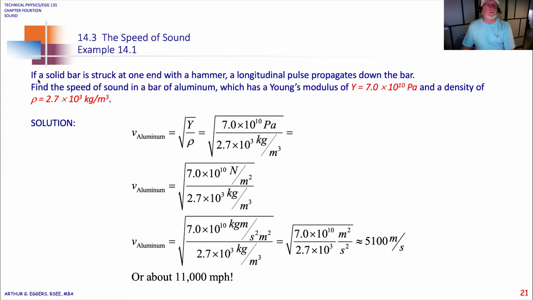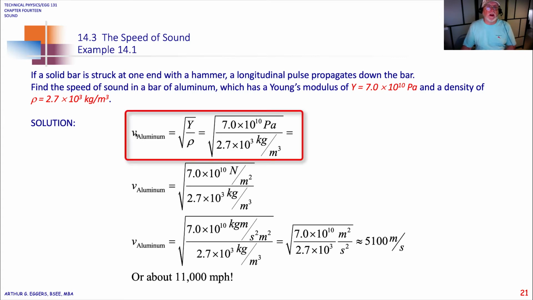The stem of the problem says if a solid bar of aluminum is struck at one end with a hammer, a longitudinal pulse propagates down the bar. Find the speed of sound in a bar of aluminum. So what we need to do is set this up with the relationships with Young's modulus and density. To find the speed of sound in this aluminum bar, the relationship is the square root of Young's modulus divided by the density.